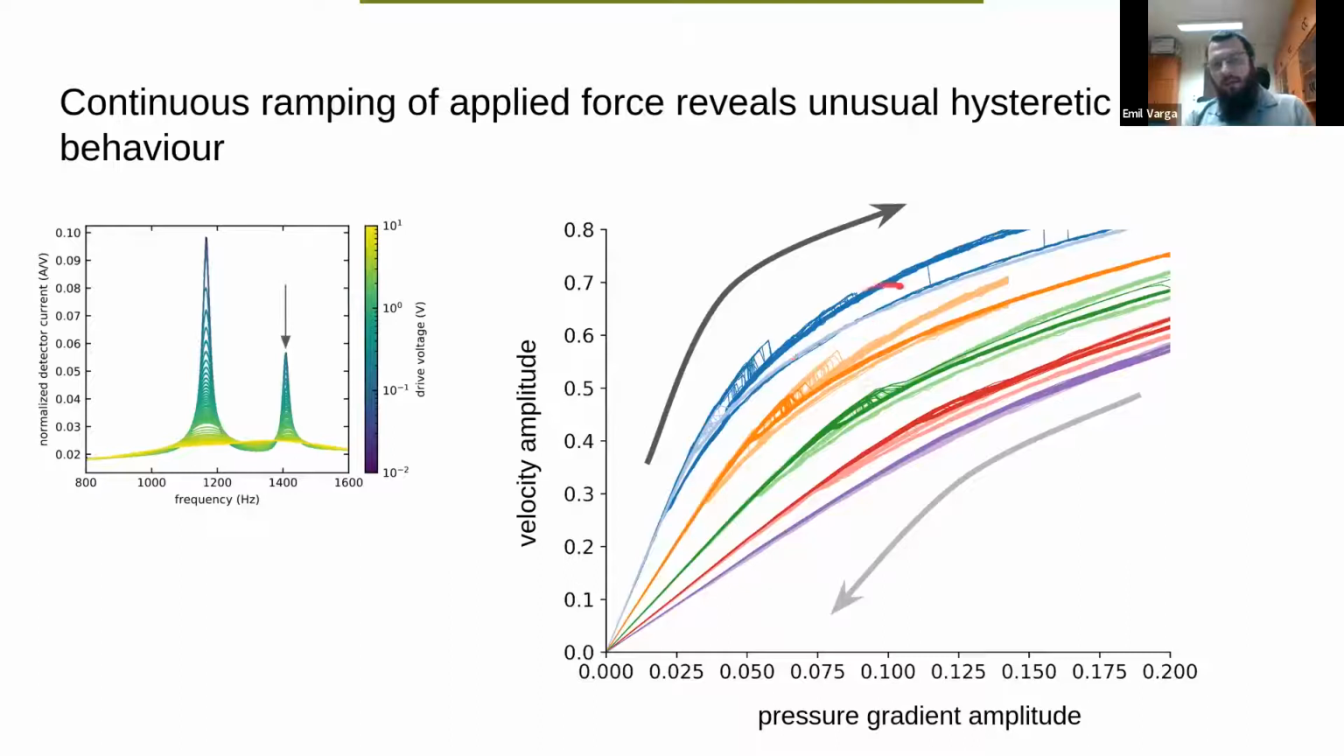Another kind of curious thing is that yes, there is some abrupt transition into a turbulent state, but there is more than one turbulent state, more than one stable turbulent state. You can see that there are several parallel lines that show up for a given pressure gradient, or several possible pressure gradients for a given velocity, and some fairly strong hysteretic behavior.